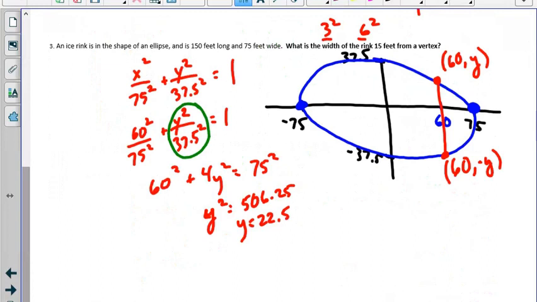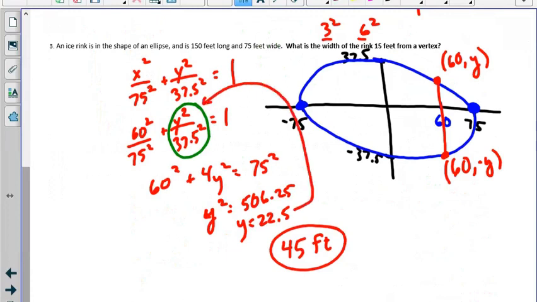Since we're looking for the vertical distance, we would take 22.5 minus negative 22.5, or just double 22.5, and we get 45 feet. So the width of the rink, 15 feet from a vertex, is 45 feet. You could check your answer by plugging 22.5 back in for y and seeing that when you had 60, it ends up working out and equals 1. And that seems to work for that particular problem.